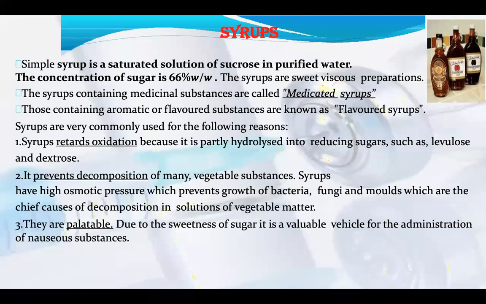Third thing is that they are palatable. You can easily take them. Due to the sweetness of sugar, it is a valuable vehicle for the administration of nauseous substances. When it's sweet, you can easily take it. Otherwise, they may have some nauseous taste. So the third thing is that they are very palatable due to their sweetness.